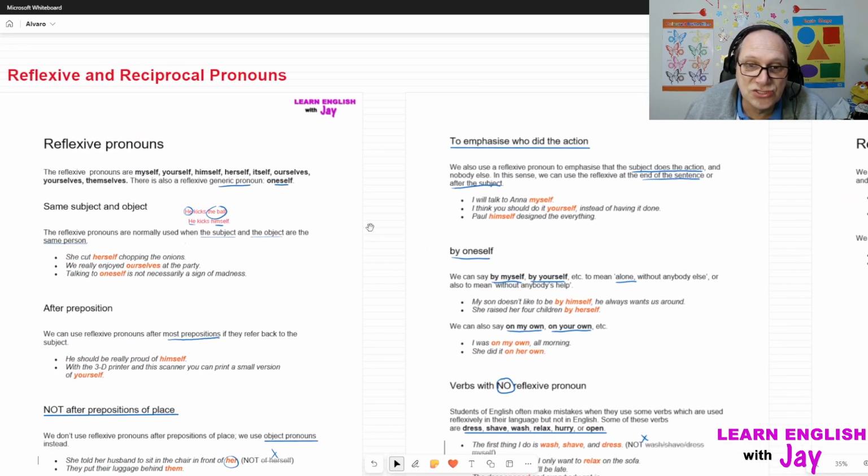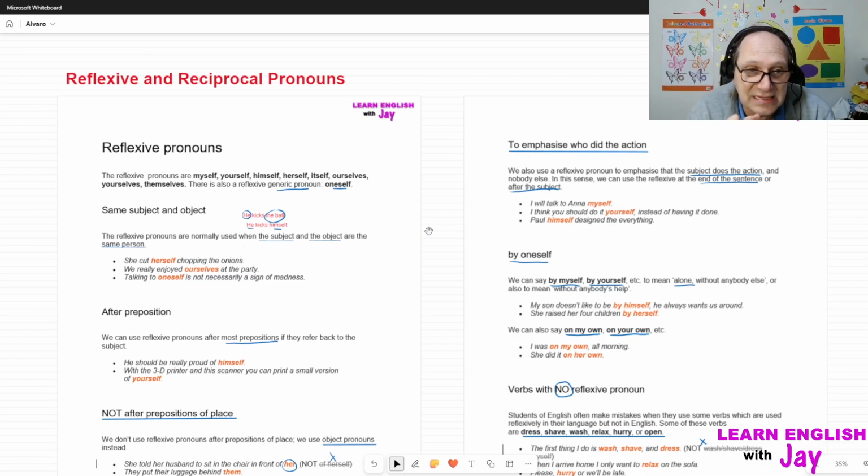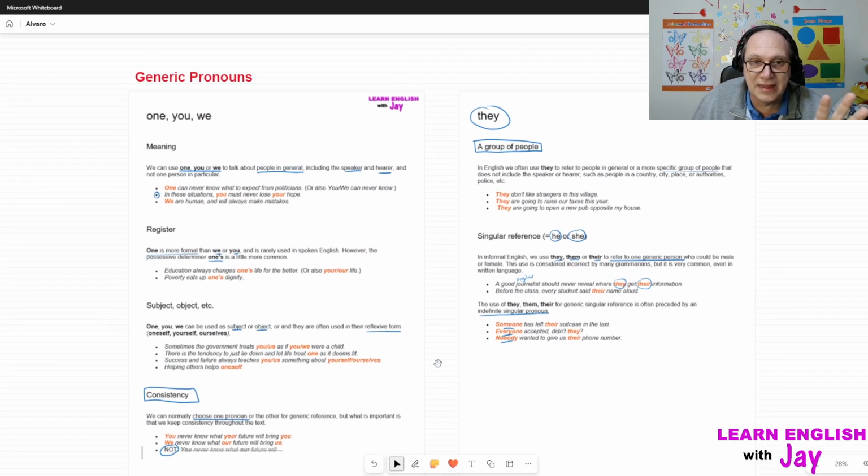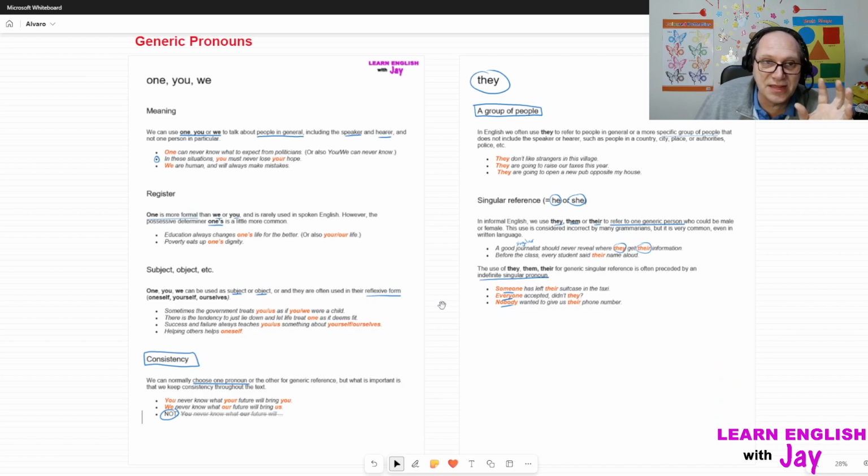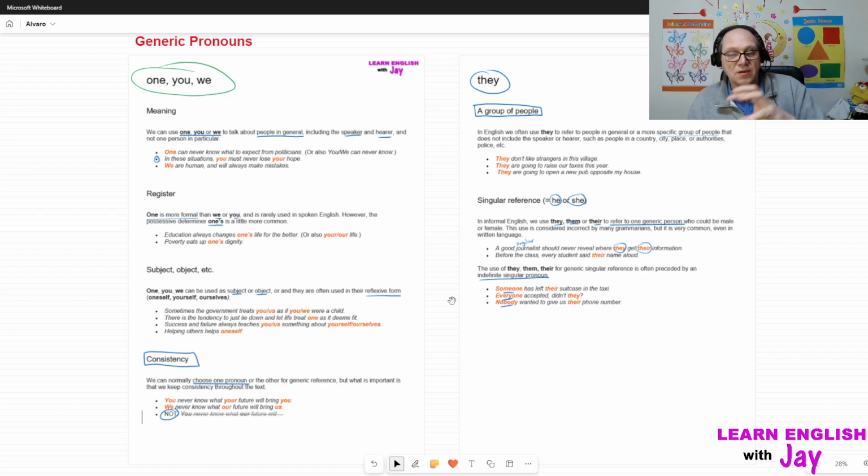I don't want to really go any further with these. So tonight, let's just have a quick look at what we've done in this lesson. We've had a look at the generic pronouns you, one, we. This is when we want to talk about a group of people or a person in general. We're not mentioning a specific person.